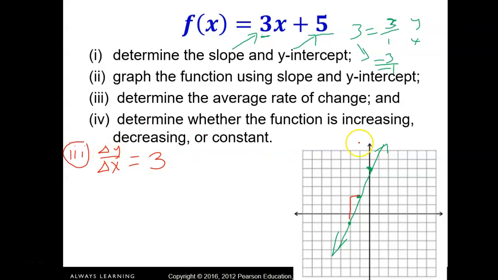Is the function increasing? We already see that it's increasing. We read from left to right, it's going up. So if the slope is positive, it is increasing. If the slope is negative, it is decreasing. If the slope is 0, which is a horizontal line, then it is constant. So the slope here is positive, and the graph is increasing.